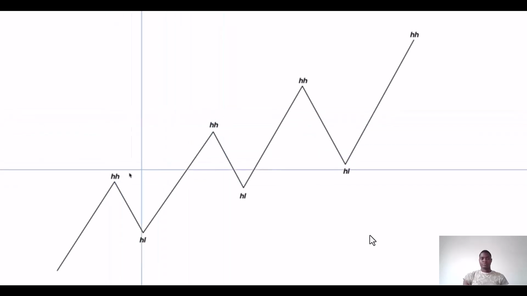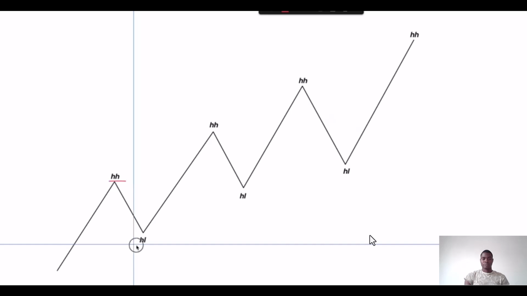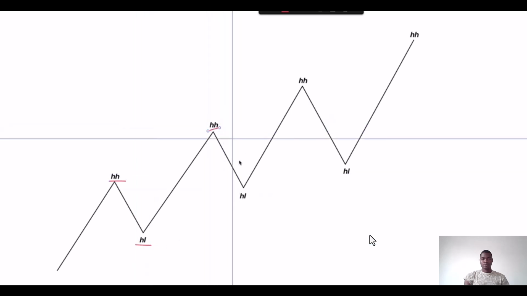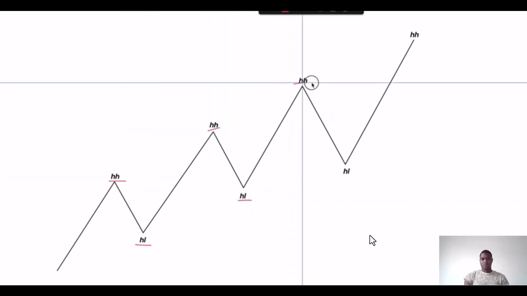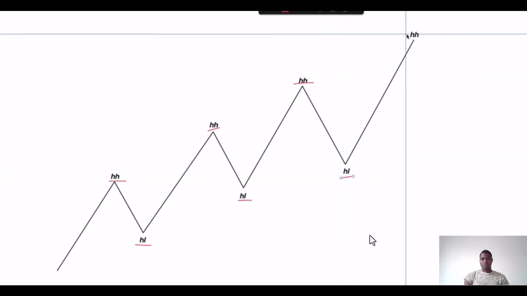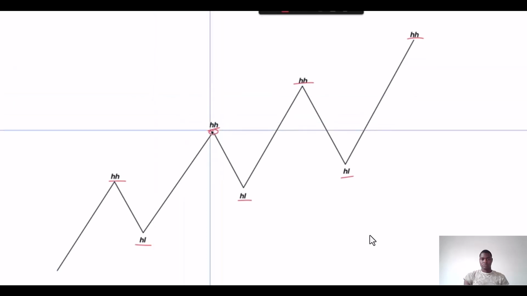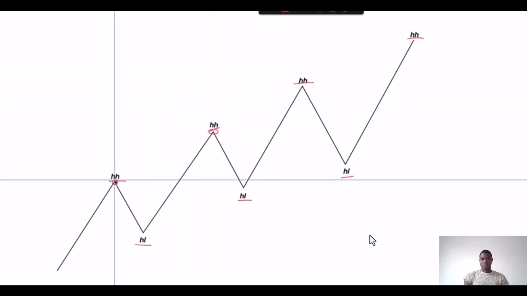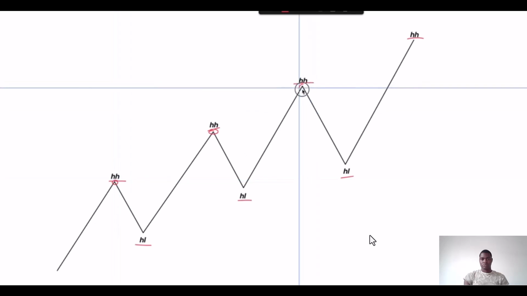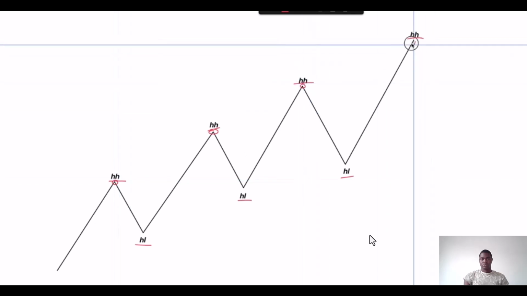To do this, we use concepts we call high and low structure, which is essentially what you can see on the chart here: higher highs and higher lows indicate an uptrend. Where I've written HH, this is a higher high, and this is simply a high that is higher than the previous one. As you can see, we are continually forming higher highs in the price structure here.